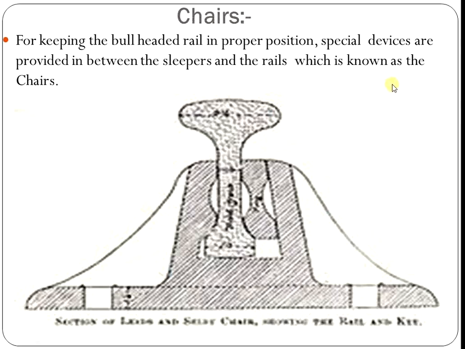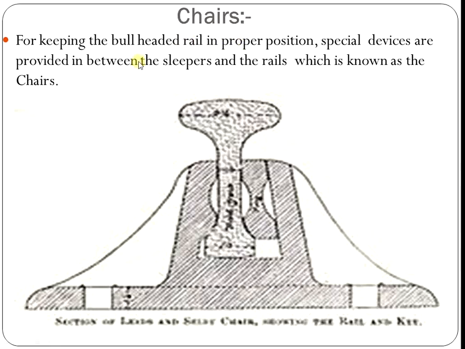The next point is the chairs. For keeping the bull-headed rail in proper position, special devices are provided in between the sleepers and the rails, which is known as the chairs. We have to see in the types of the rail. In the types of rail, we have to discuss about the bull-headed rail.